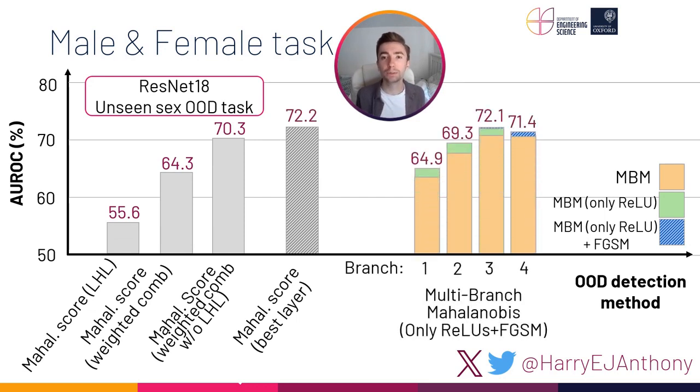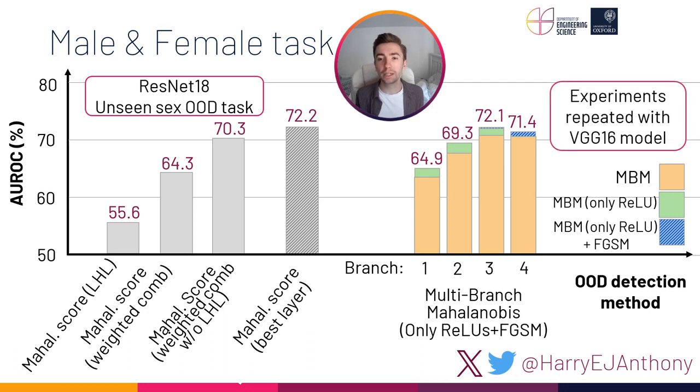However, I'd like to bring your attention to the multi-branch Mahalanobis results, as we see here that the third branch actually performs better than the fourth branch in this case. This reconfirms our idea that using multiple out-of-distribution detectors may be required to detect different patterns more optimally. These were repeated with the VGG model, however, I'm not going to show them today because of time constraints, so check out our paper if you want to see that.